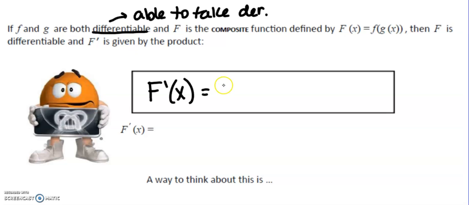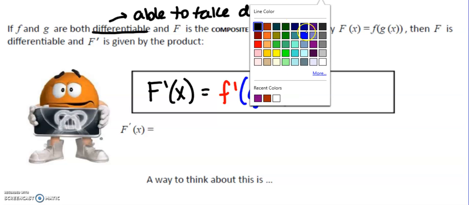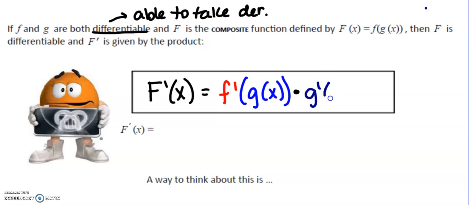So capital F prime is equal to the derivative of the outside, leave the inside alone, times the derivative of the inside. So again, we're considering this to be our outside function, and this to be our inside function. So I'm going to peel away little f by taking the derivative, leave that next inside layer alone, times the derivative of that inside layer. So I take the derivative of f, I take the derivative of g, there's no more functions to take the derivative of, I am done.